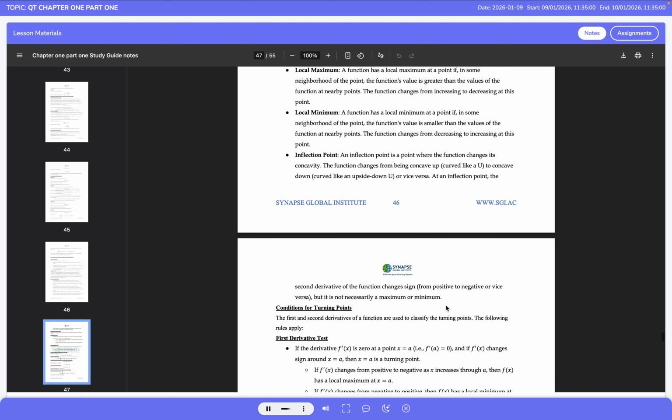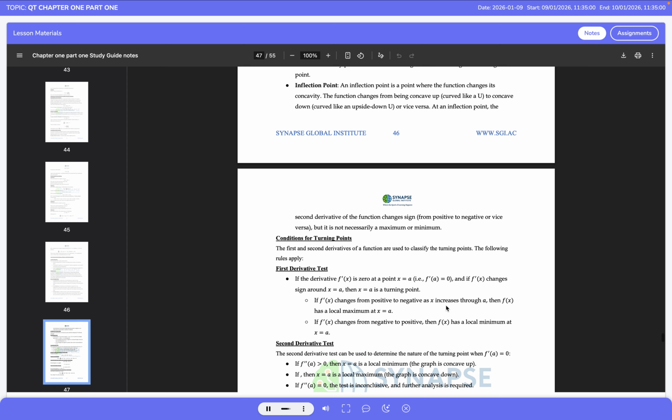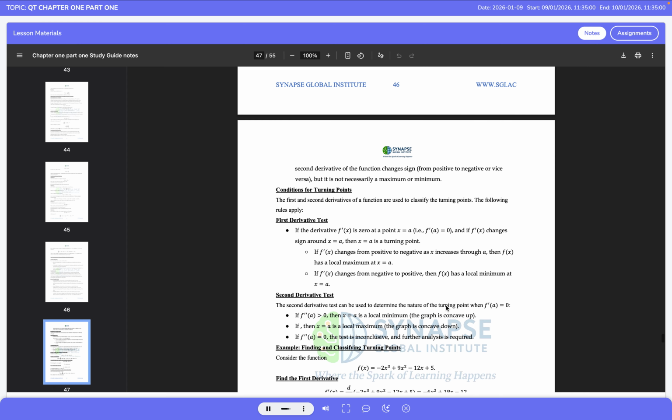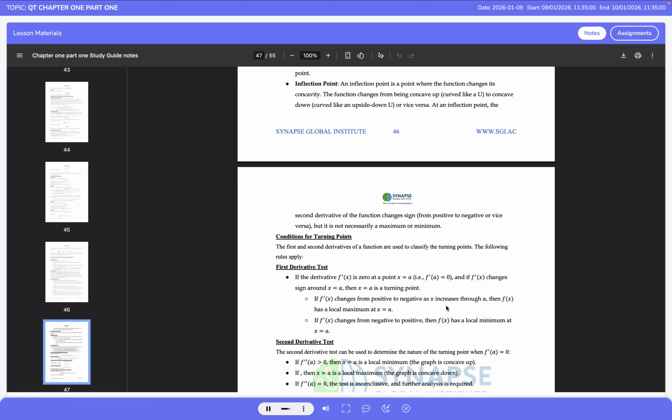To identify and classify turning points, we rely on the first and second derivatives. According to the first derivative test, if the derivative is equal to 0 at a particular value of x, and the derivative changes sign around that value, then that value corresponds to a turning point. If the derivative changes from positive to negative, the function has a local maximum there. If the derivative changes from negative to positive, the function has a local minimum.